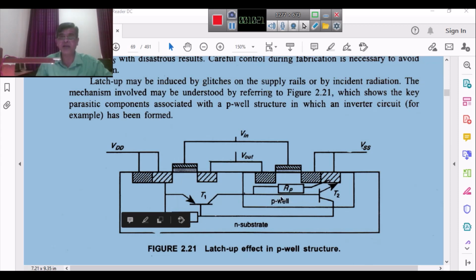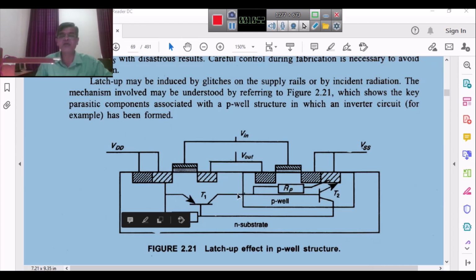Okay, in P-well we have what? N substrate means what? This is your N type. So an N channel is formed. Now you can see VDD is connected here. So in the case of a P-well, which type of transistor is formed? Yes, in a P-well, an NMOS is formed. In the case of an N substrate, a PMOS is formed. So this is your PMOS and this is your NMOS. You can just consider it this way.